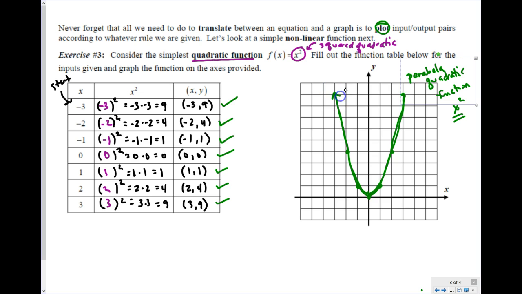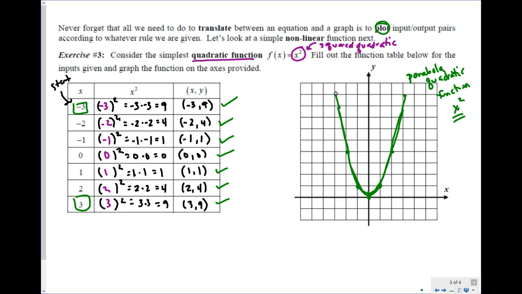Normally, I would put little arrows on the end here to say that this goes on forever and ever, but the table started at -3 and ended at 3, so I'm actually going to leave these arrows off because it didn't tell me to make it go on forever and ever. So stop that at the point 9.